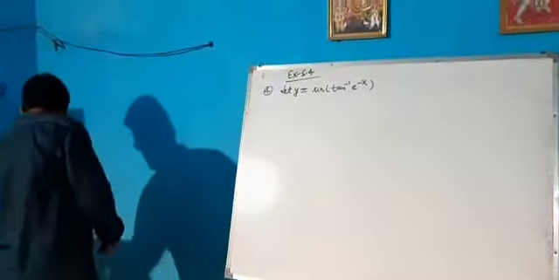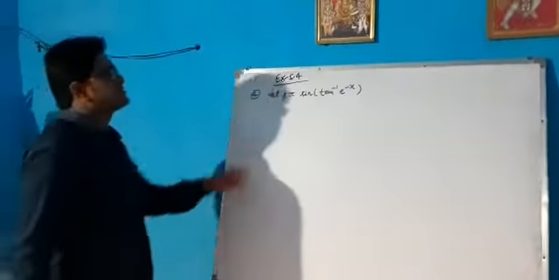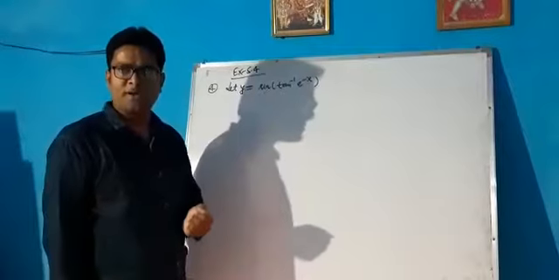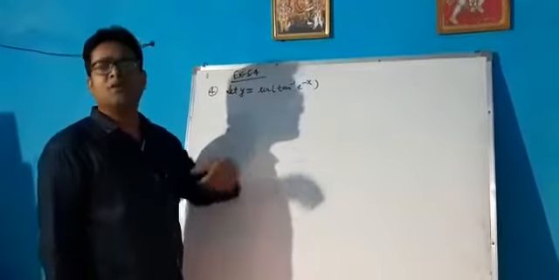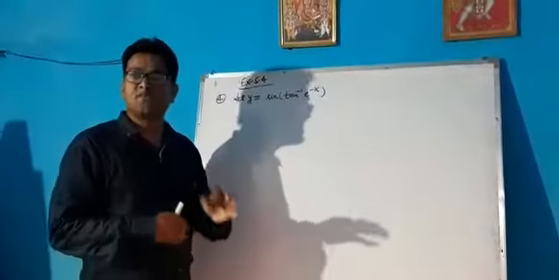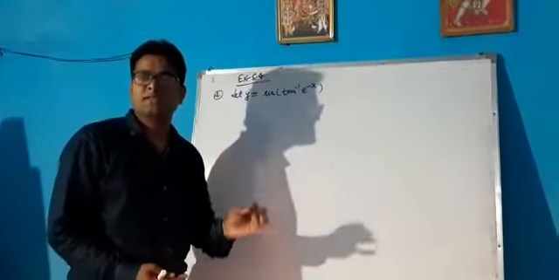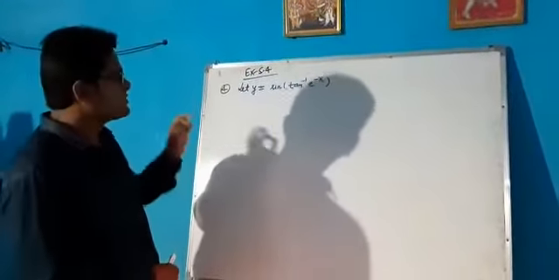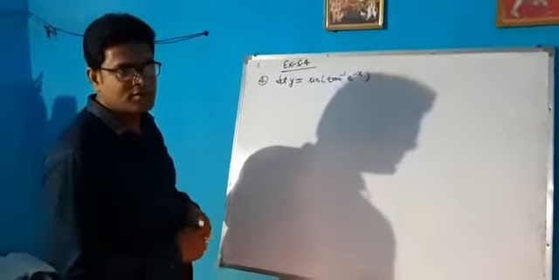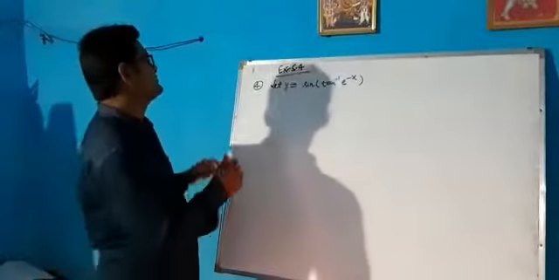Now you can see sine of tan inverse e to the power minus x is a function of tan inverse e to the power minus x. Tan inverse e to the power minus x is a function of e to the power minus x. E to the power minus x is a function of minus x, and minus x is a function of x. So this will be your method of applying here chain rule. So let us write it.